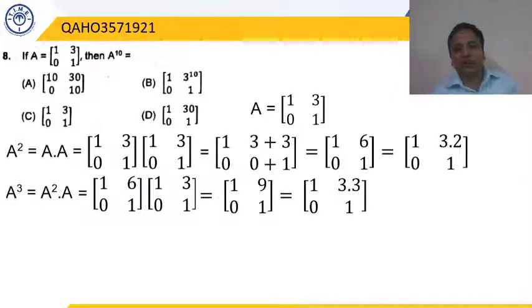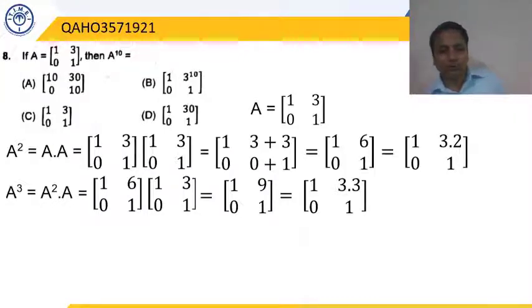9 can be written as 3 into 3. Now it's A cube, 3 into 3. A square, 3 into 2. When A is to the power 1, it's 3 into 1. A pattern is somewhere visible.